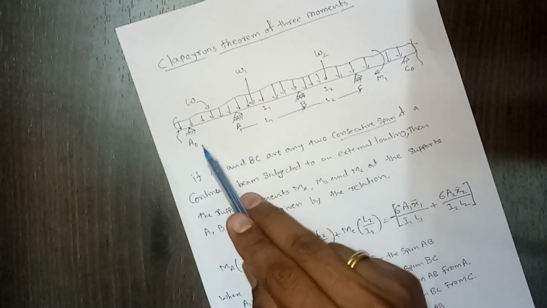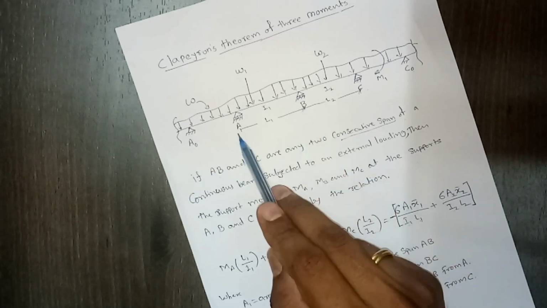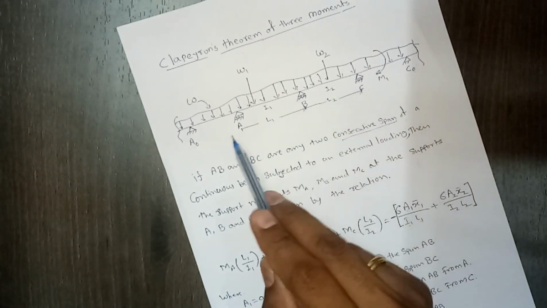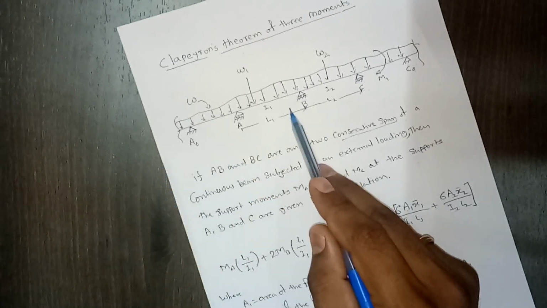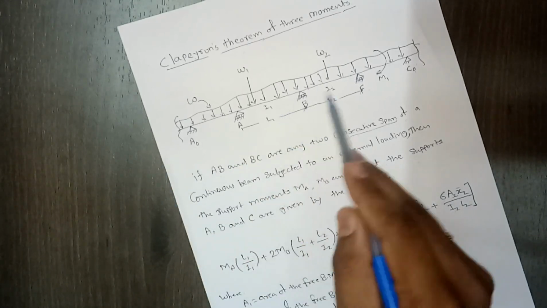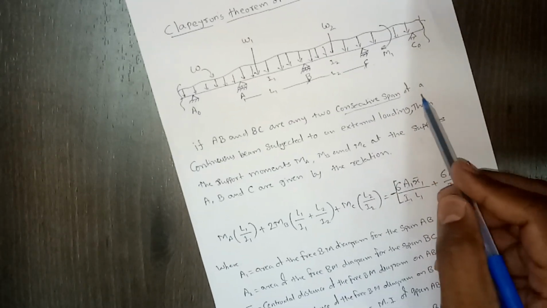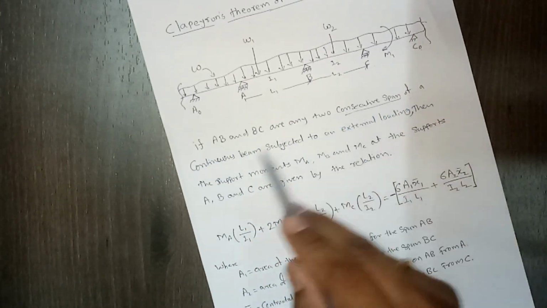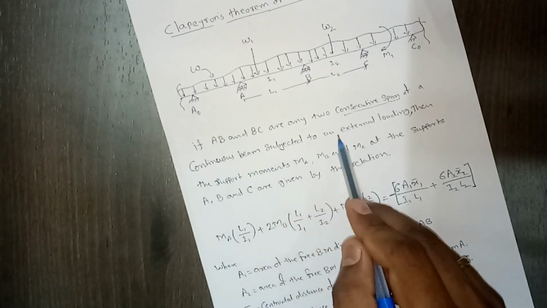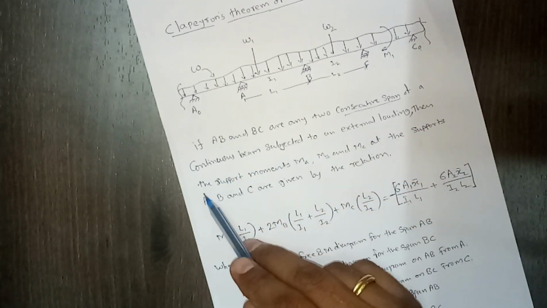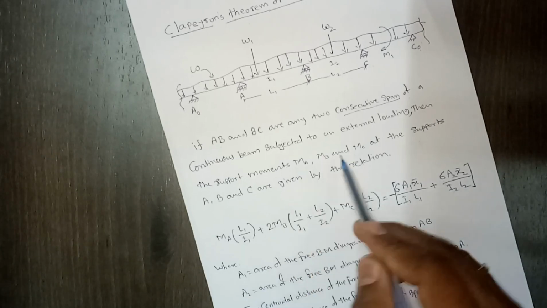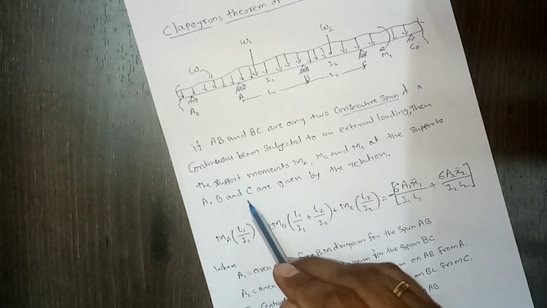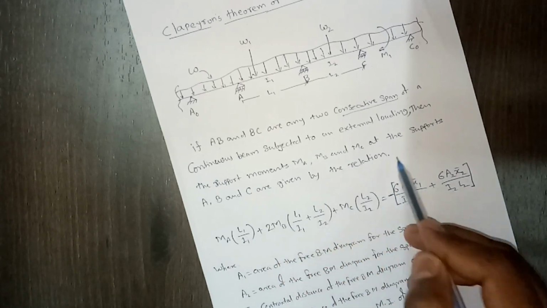So if you are considering A0A, then you must consider the AB span. In that case you cannot consider another span, right? Or on this side. So that way the two spans should be consecutive. So if AB and BC are any two consecutive spans of a continuous beam subjected to an external loading, then the support moments MA, MB and MC at the supports A, B, C are given by the relation.